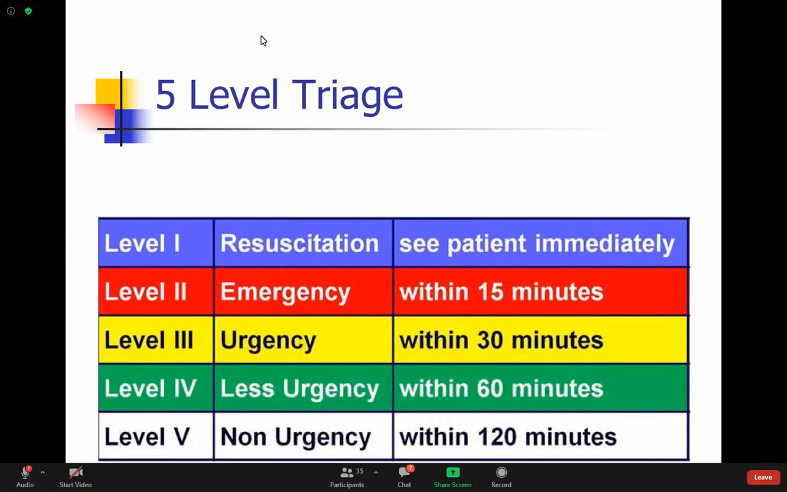As a goal, for level 1, you want to see the patient immediately. You don't want them to wait at all. For level 2, they can wait up to 15 minutes. For level 3, they can wait up to 30 minutes. For level 4, they can wait up to 60 minutes. And for level 5s, they can wait up to 2 hours.